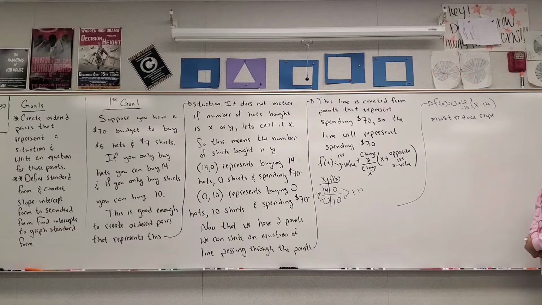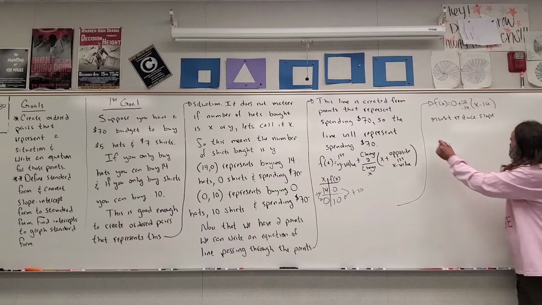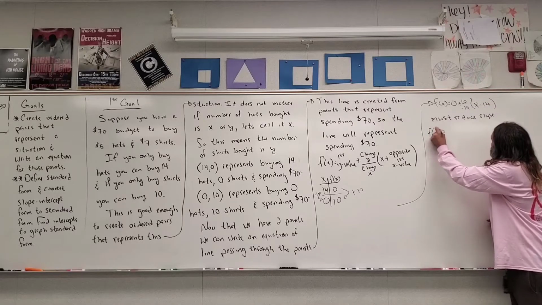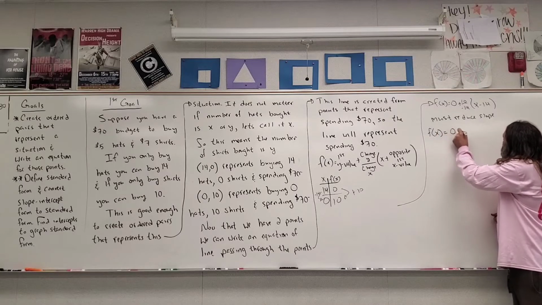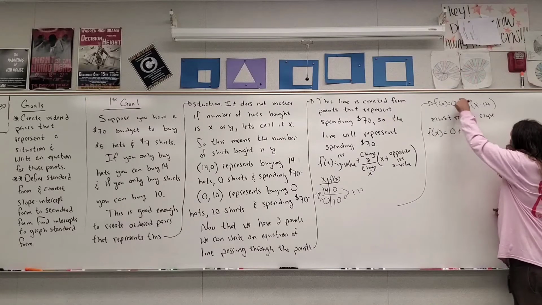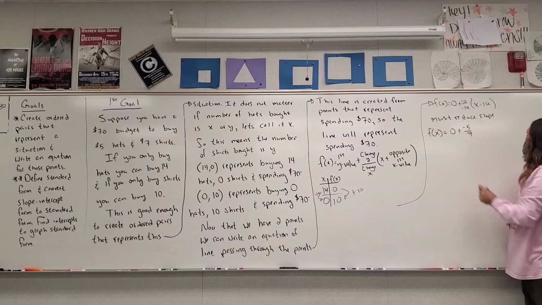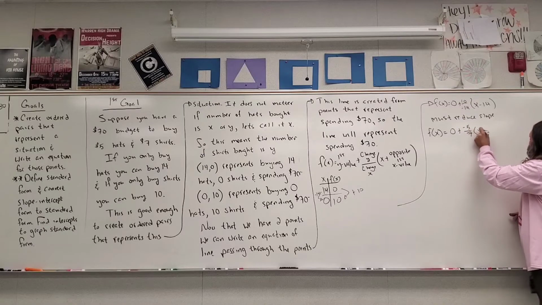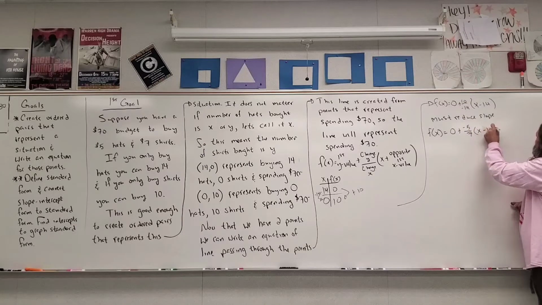Alright, so let's see here. Alright, so we're going to reduce this slope. So I'm going to do 10 over negative 14, I'm going to bring the negative up to the top, and we're going to get f of x is equal to 0 plus negative 5 over 7, parentheses, x minus 14.